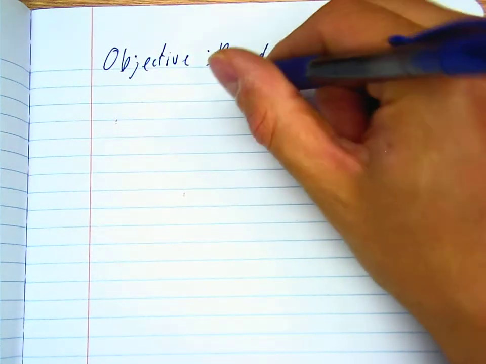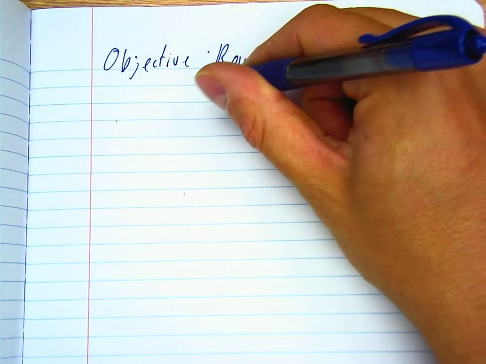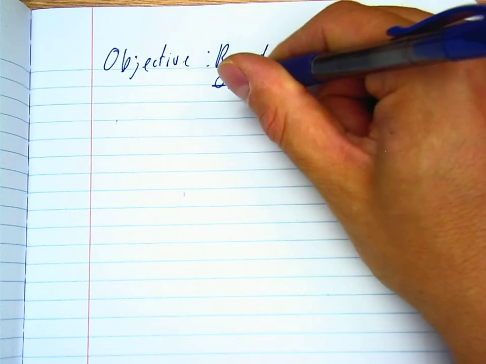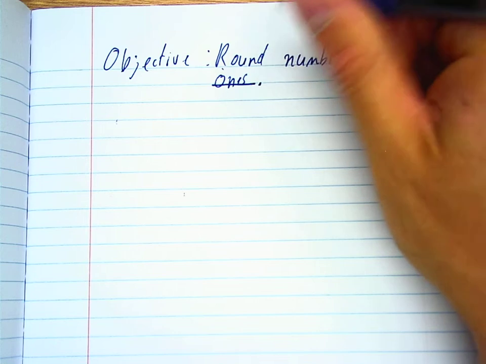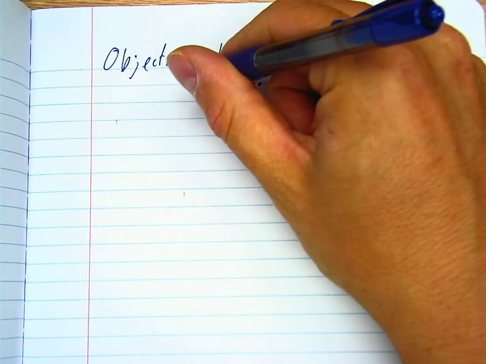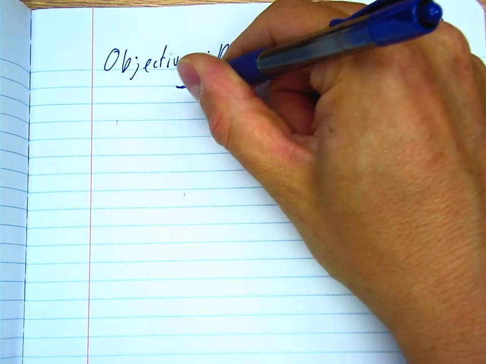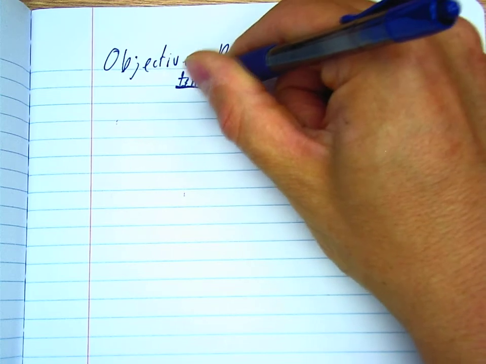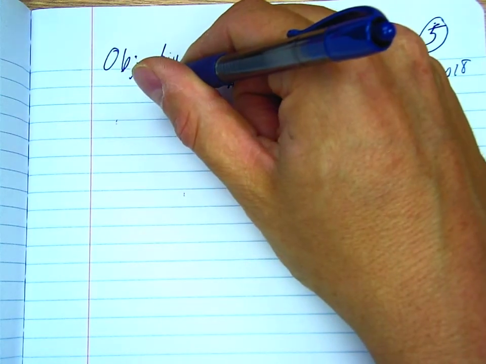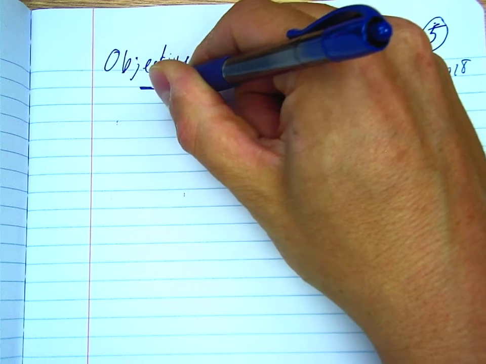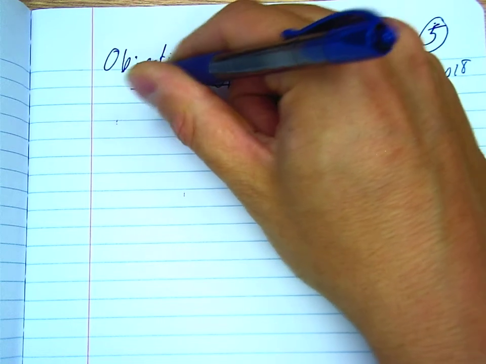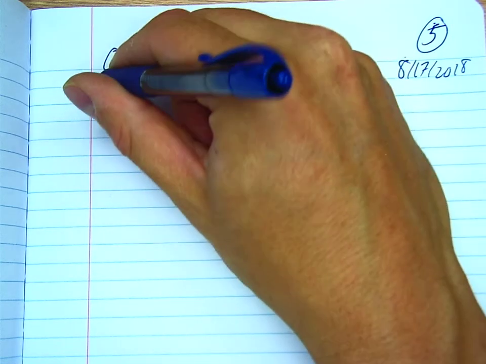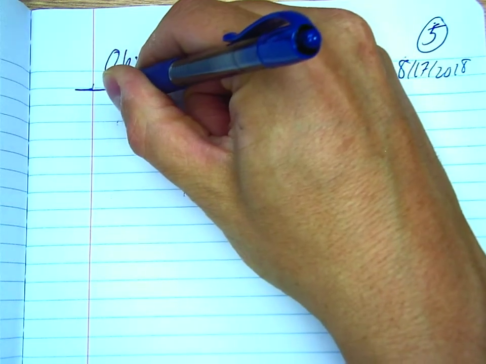So the ones column is the one directly next to the decimal. As we go to the left, we increase by powers of 10 each time. So to the left of the ones is tens. To the left of the tens is hundreds. And to the left of the hundreds is thousands.